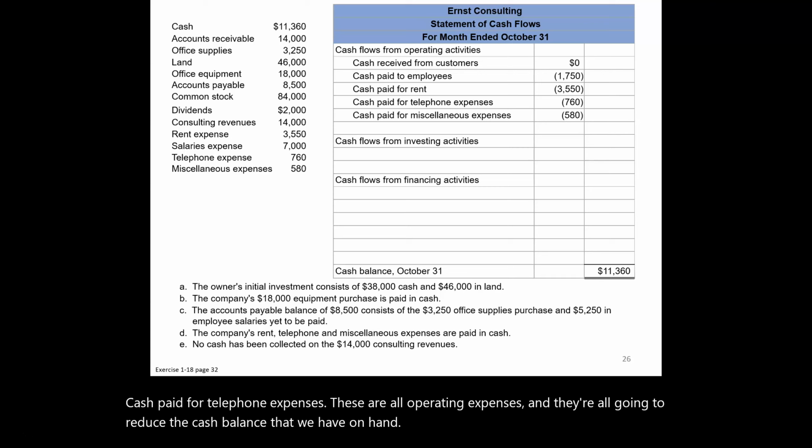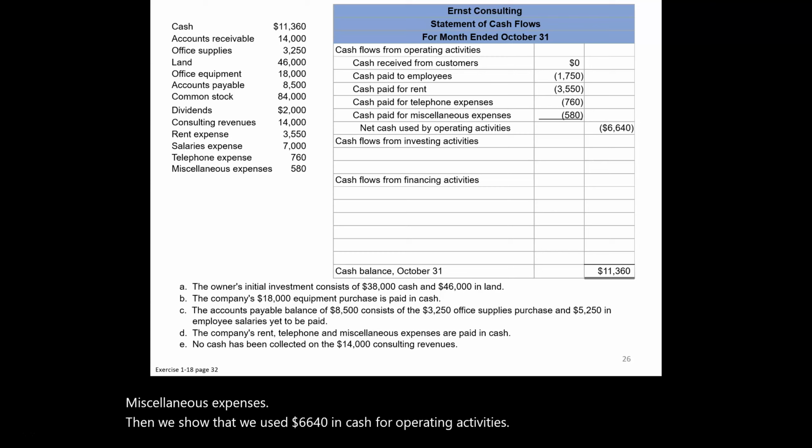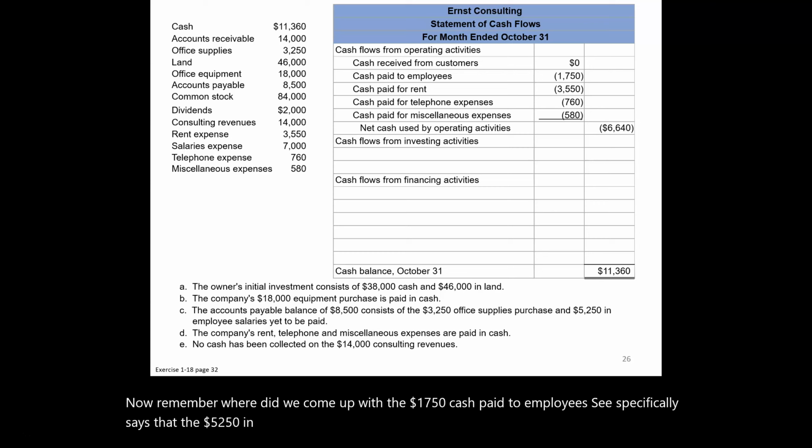Miscellaneous expenses. And we show that we used $6,640 in cash for operating activities. Now remember, where did we come up with the $1,750 cash paid to employees? The problem specifically says that the $5,250 in employee salaries was yet to be paid.